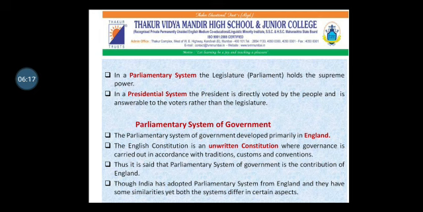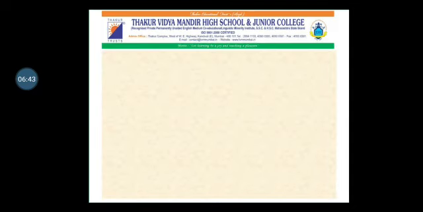Though India adopted this system from England and they have some similarities, yet both the systems differ in certain aspects, because both the countries, their geographical conditions, their population, everything is different. Let us see the characteristics of the parliamentary system of India.